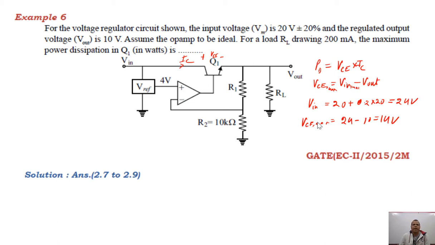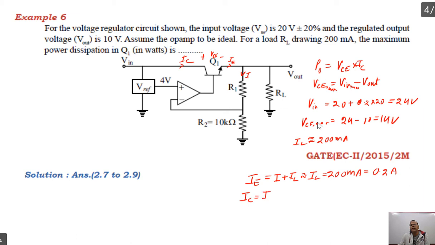Now we need to find the load current. Load current IL is given to you as 200 milliampere. R1 is not given, but say this current is I, so the emitter current of the BJT is equal to current I plus load current, which is approximately equal to load current, 200 milliampere, that is 0.2 ampere. So the collector current of the BJT will be emitter current minus base current, and base current is negligible, so this is approximately equal to emitter current. These are approximations we commonly use, and this is equal to 0.2 ampere.